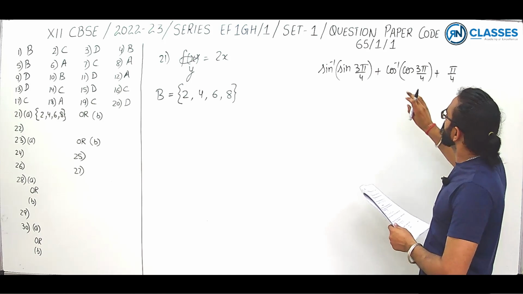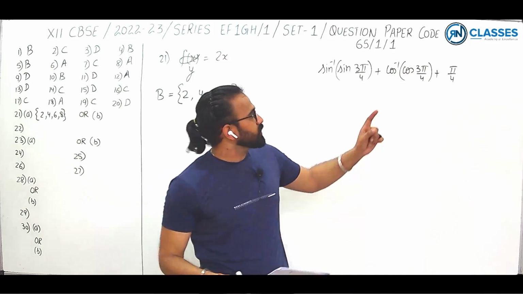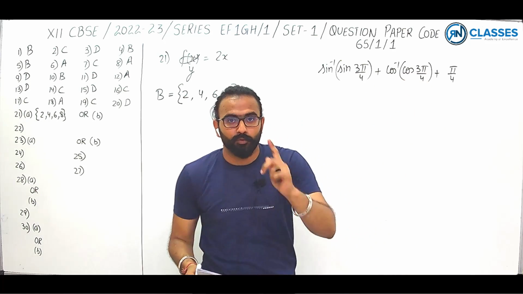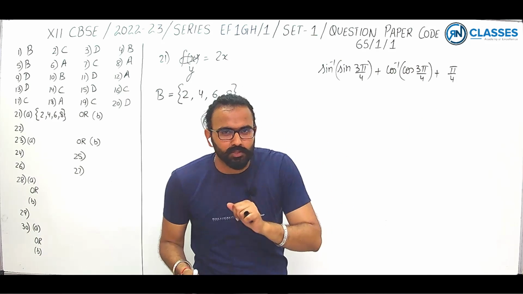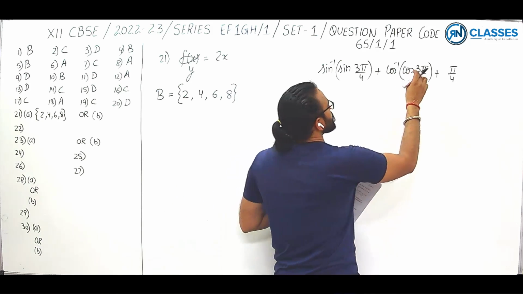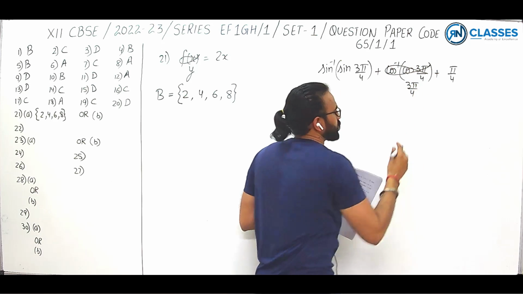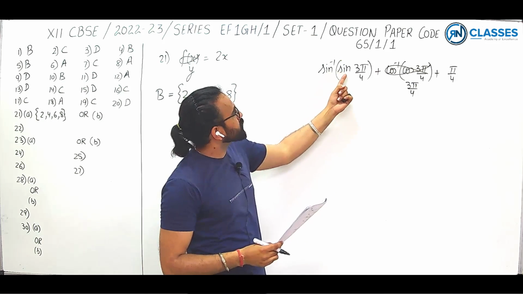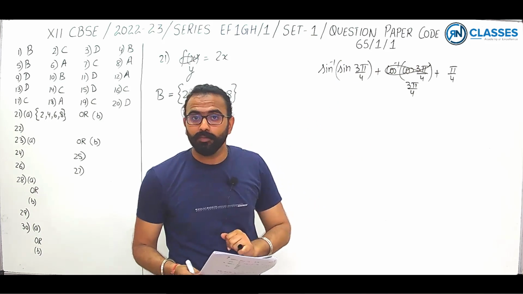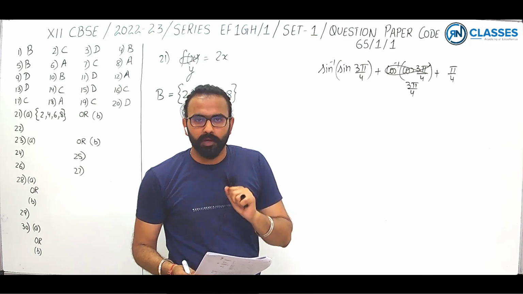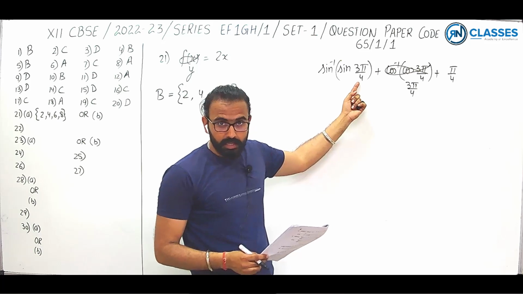So first of all, if you observe, this expression can be easily simplified because cos inverse of cos x can be written as x provided this x must lie in the principal value branch, and that is 0 to pi. This angle lies in 0 to pi, so this can directly be written as 3 pi by 4. Similarly, sin inverse of sin x can be written as x provided x must lie in its principal value branch, which is minus pi by 2 to pi by 2. And if you observe, this does not lie in the principal value branch.